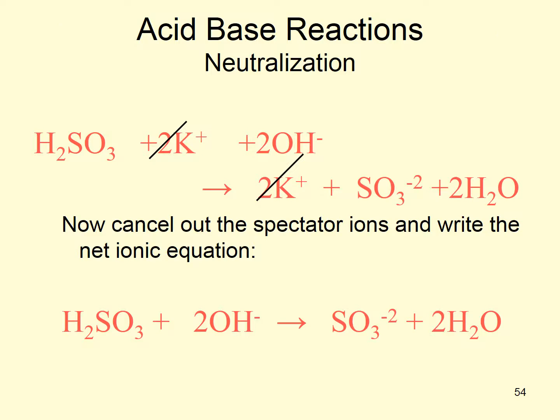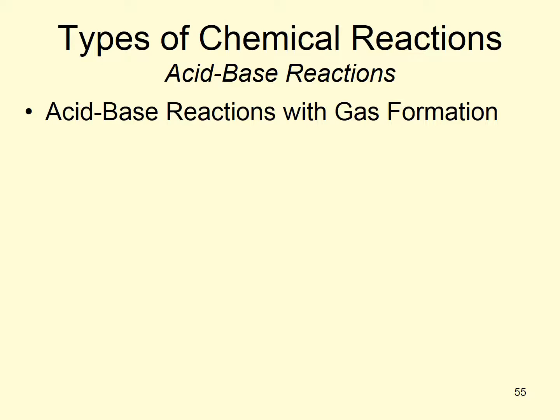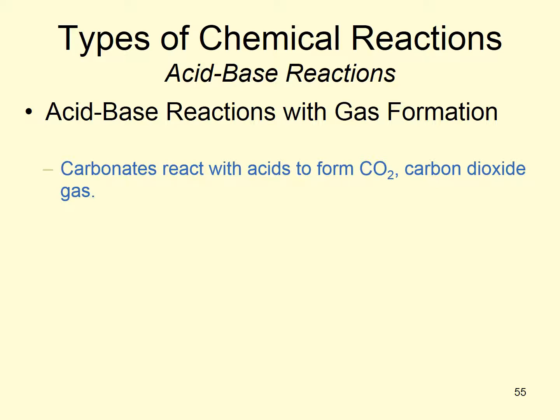Okay, one other kind of reaction. It's really not that different because it's still a neutralization reaction, but there are a couple of ions or acids that are not stable in water, and so they actually form gas. The first type are carbonates. If you react a carbonate, which acts like a base, with an acid, it will form carbonic acid, H2CO3, but carbonic acid is not stable.